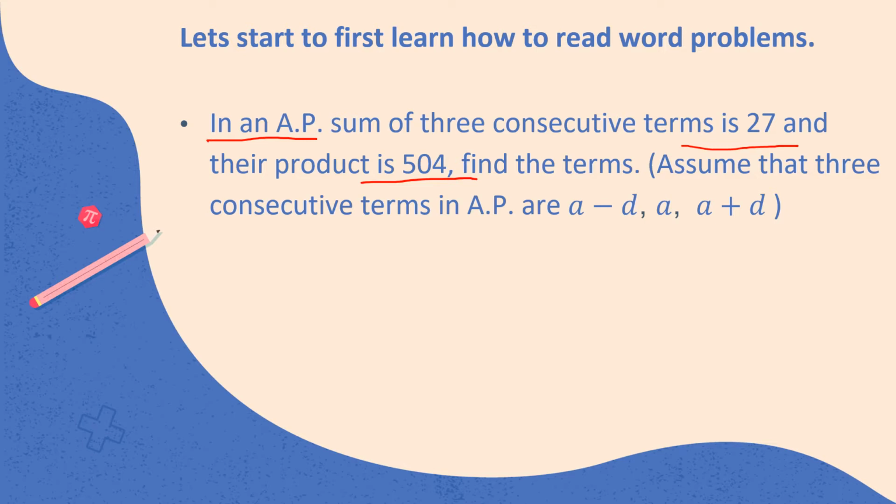Now we cannot use x, y, and z because it becomes very complex, and to make things easy, we know that a is the first term, d is the difference. So what is the best way? The best way is a minus d is one term, a is the other term, and a plus d is the third term. We have to assume this so as to make our calculations much easier.